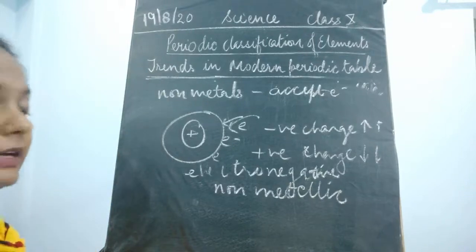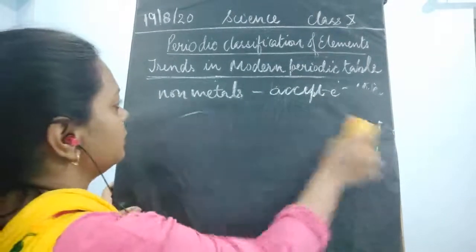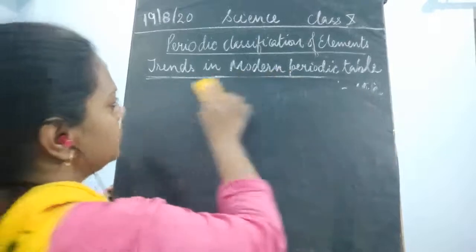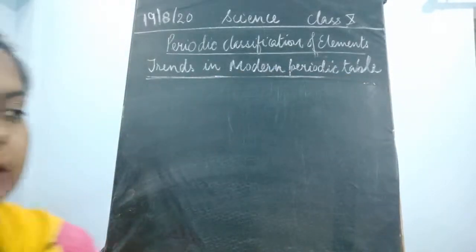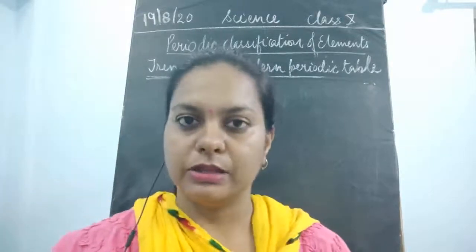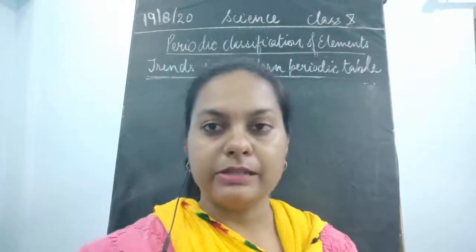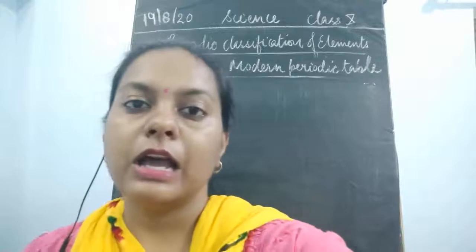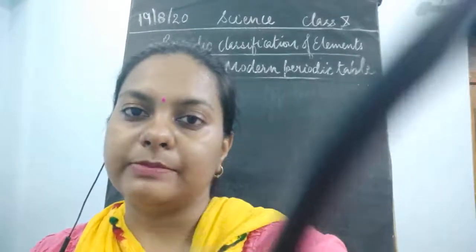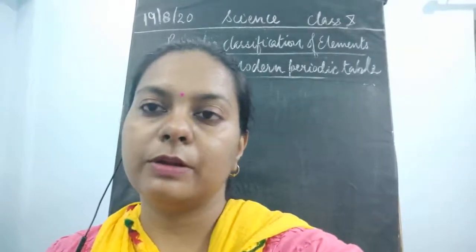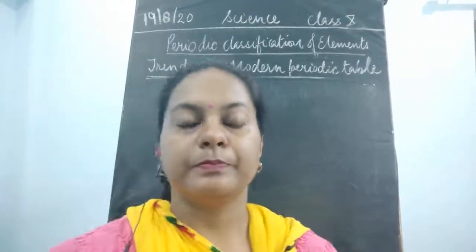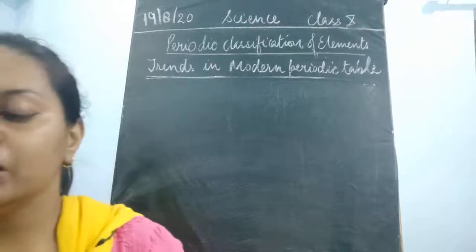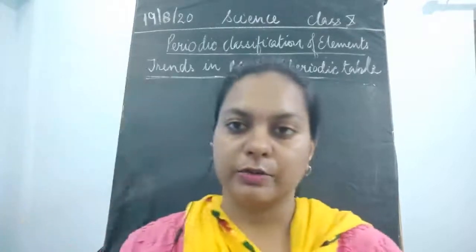And now what is the trend? We'll just discuss. I think everybody might have understood the meaning of metallic and non-metallic character. Metallic character means losing electrons, and non-metallic character means accepting electrons. How many more electrons could be accepted? So when electrons are being accepted, it becomes electronegative, and the non-metallic character is going to be increased.